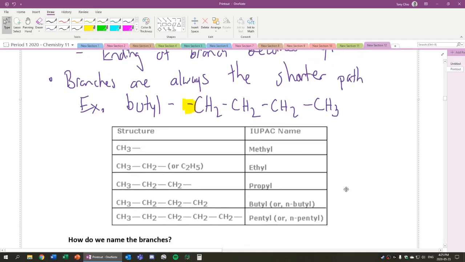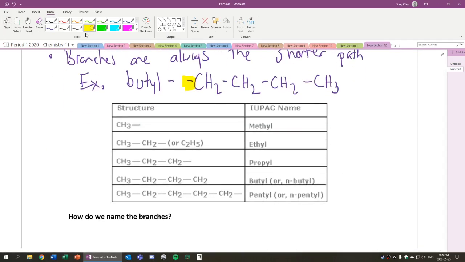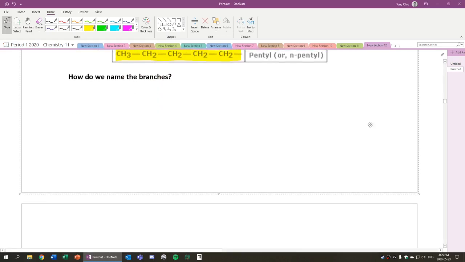So here's a table showing you a lot of the more common branches. For example, here's a methyl group, which is just one carbon connected to the main chain. Here's an ethyl group, a propyl group, a butyl group, which is what we just drew, as well as a pentyl group. So how do we name branches? How do we name branches so that we understand what it means?